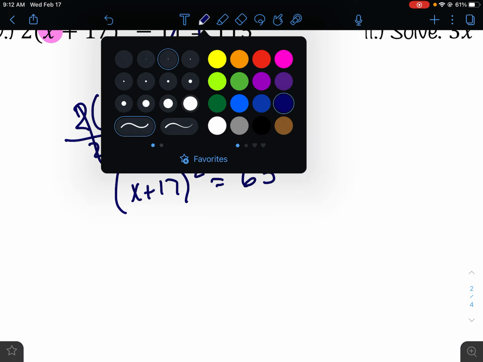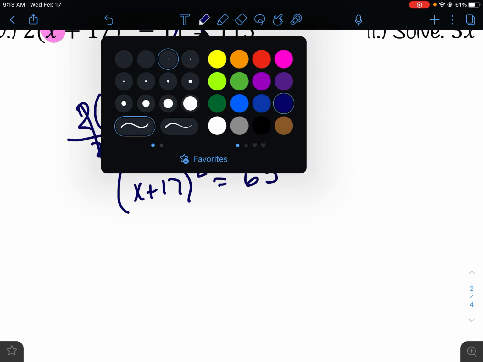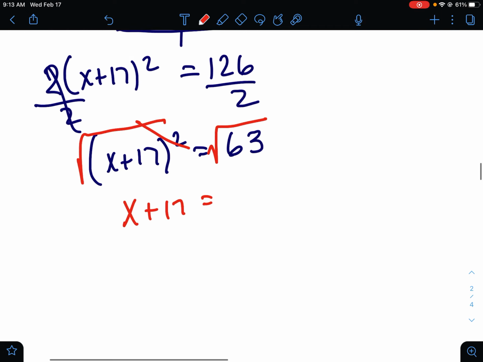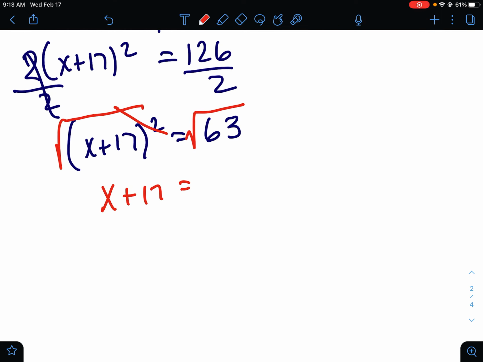Now that we're at the very end, we're going to send in rescue. We got to rescue 17, and the only way to rescue him from this square and parenthesis is now to do the square root. By doing the square root, it will cancel out the square in the parentheses, setting the x plus 17 free. Now, square root of 63 is not a nice number. It's not square root of 64, awesome, that's 8. But square root of 63 is some crazy decimal, 7.9 whatever. So we just leave it as square root of 63.